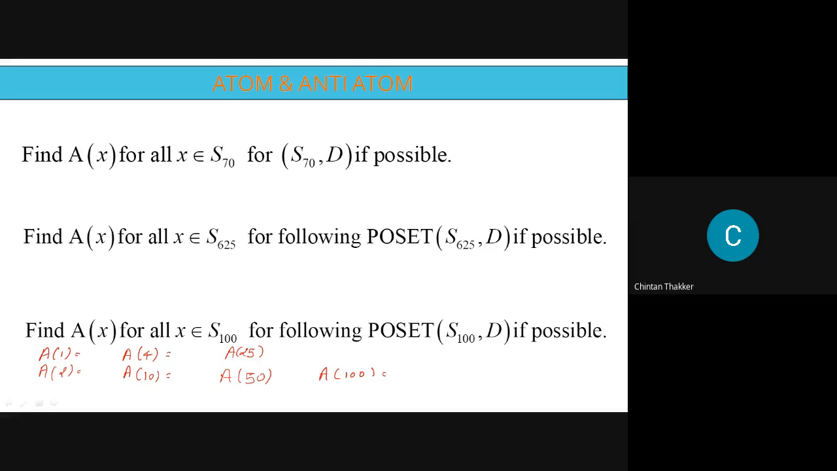Yes, A of 2 is a 2, A of 4 is a, अच्छा A of 5 रह गया. ओके, लिख दो वो भी. A of 5 is a 5.